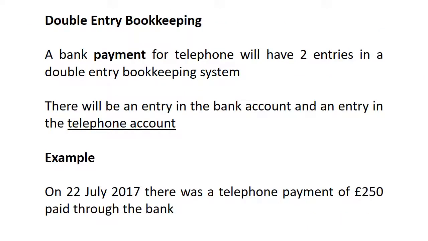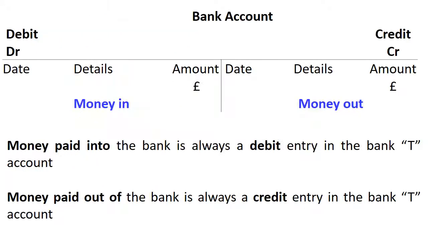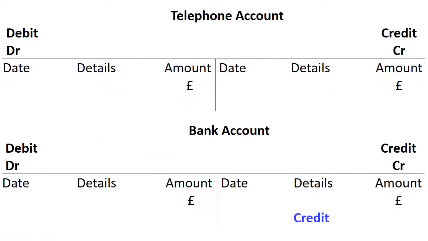We are now going to look at an example of a telephone payment through the bank account. On the 22nd of July 2017, there was a telephone payment of £250 paid through the bank. As we said before, in the bank account, the money going into the bank account is on the debit side and the money going out of the bank account is on the credit side. In this example, the money is coming out of the bank account so that it will be on the credit side, and the other entry will be on the debit side of the telephone account.